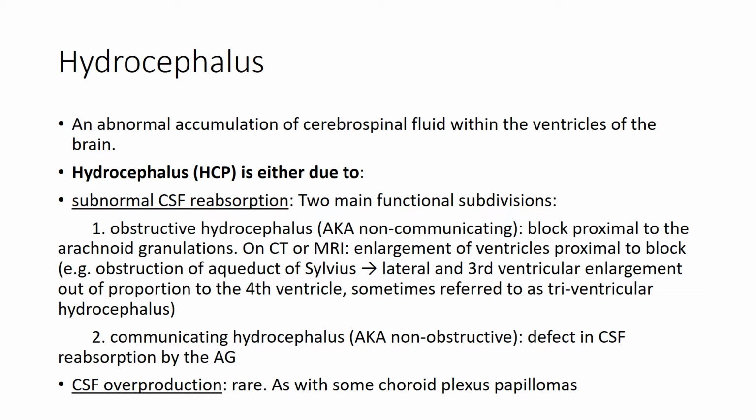Okay, so obstructive hydrocephalus, or non-communicating: there's a blockage in the CSF pathway that is proximal to the arachnoid granulation. And what do we mean by proximal to the arachnoid granulation? Anything that blocks the CSF pathway from the lateral ventricles to the foramen of Monro, to the third ventricle, the aqueduct of Sylvius, the fourth ventricle, all the way, anything that blocks the CSF pathway just before the CSF reaches the arachnoid villi, this will cause obstructive hydrocephalus.